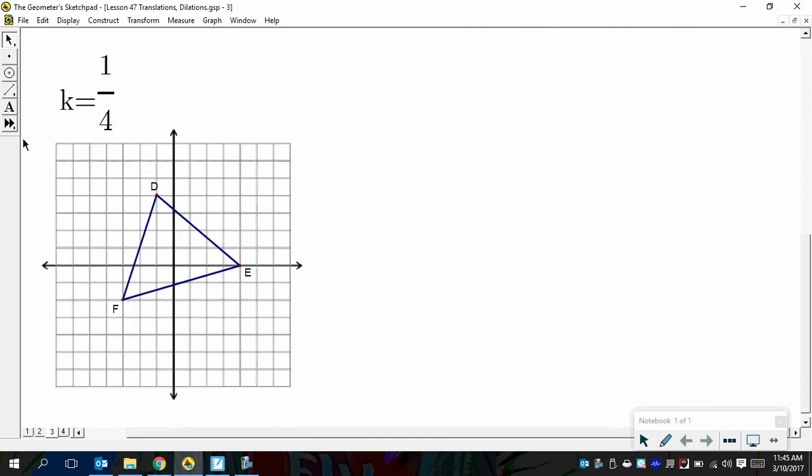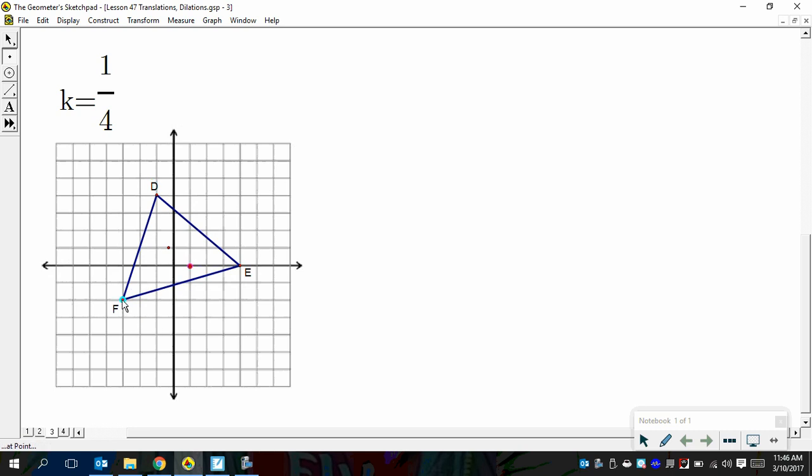So I want you to pause here, and I want you to dilate this triangle DEF by 1/4. So I'm just multiplying the coordinates by 1/4. D is negative 1, 4. So that gives me negative 1/4, 1. E is 4, 0. So that gives me 1, 0, if I'm multiplying 4 and 0 both by 1/4. Also, just to note that multiplying by 1/4 is the same as dividing by 4.